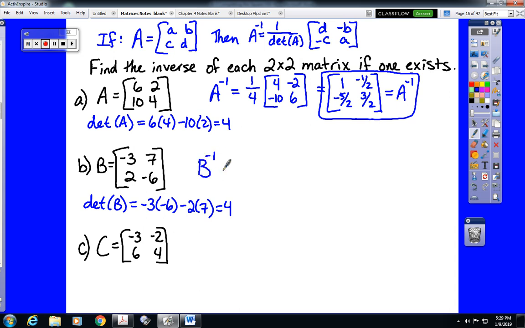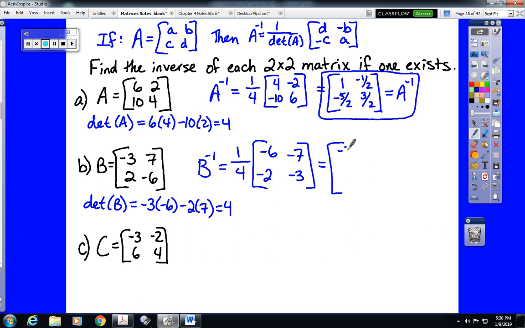So the inverse of B is 1 over the determinant times, switch the -3 and the -6. Their signs don't change, they just change locations. Change the signs on the 2 and the 7. Their locations don't change, their signs do. Then we carry out scalar multiplication by taking each of these numbers times 1/4 and reducing.